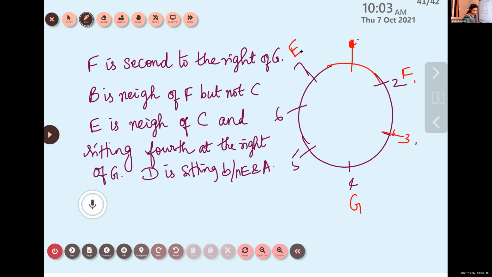Now I think you can fill the other things. E is neighbor of C and sitting fourth at the right of G. D is sitting between E and A. So D will come here, and A. Now, what is given about B? One more point is left out. B is the neighbor of F, but not C.